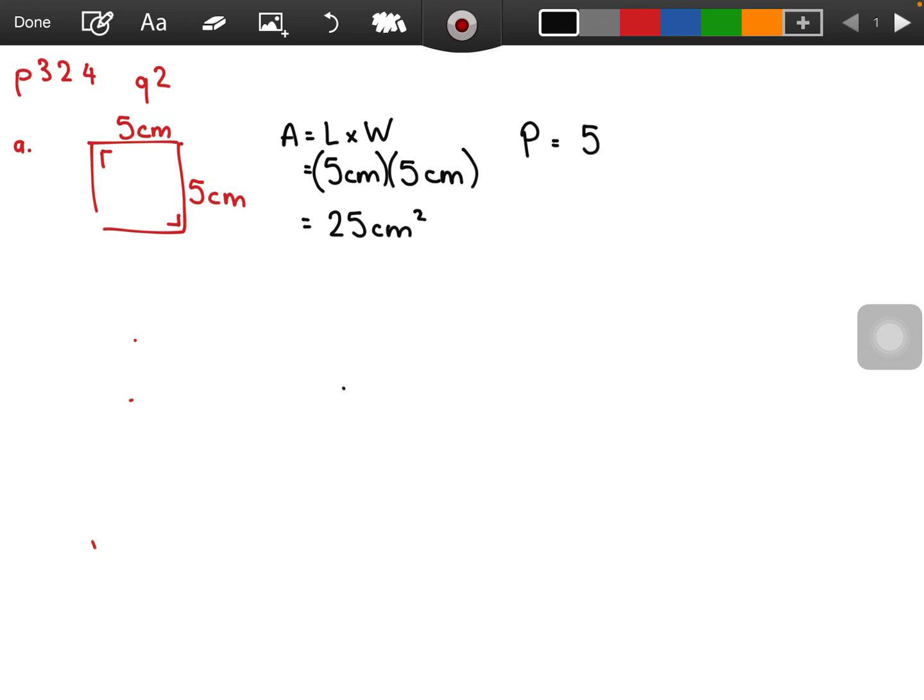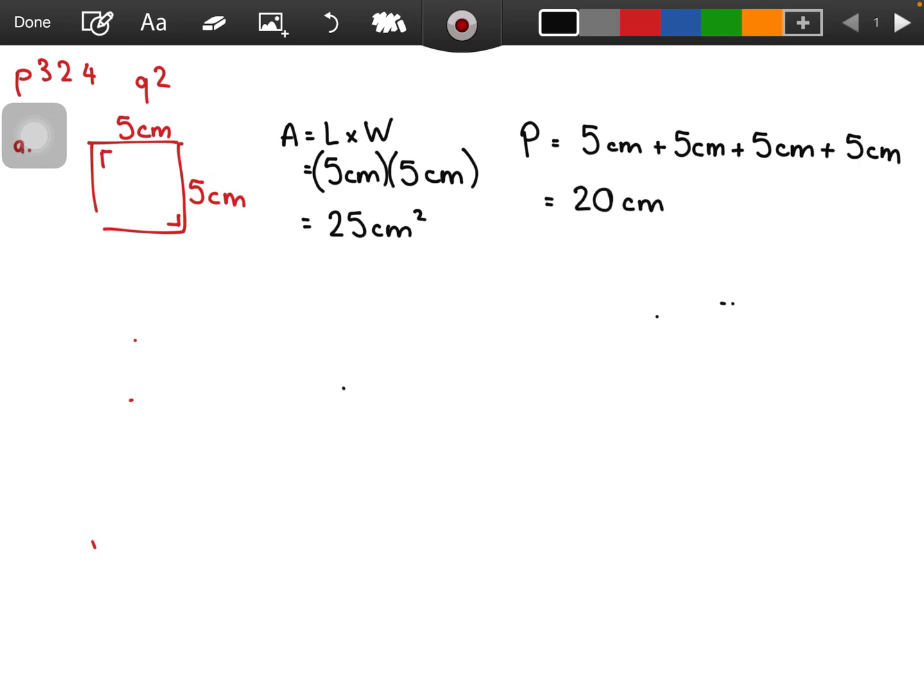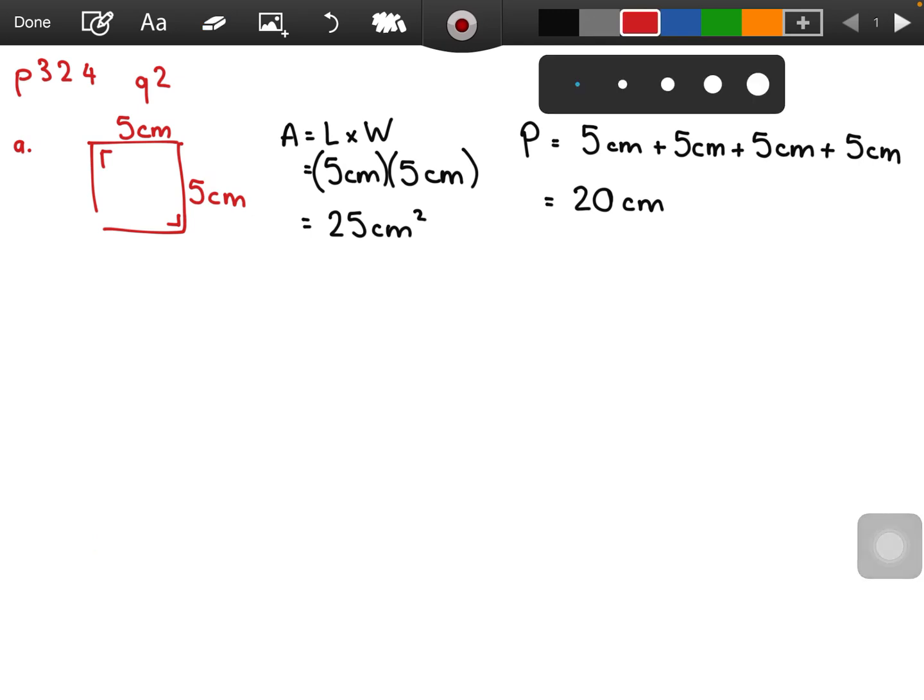Okay, and then the perimeter is we have to measure how much distance would we have to walk if we were walking around the outside of this shape. So our square has 4 sides, so we have to walk this 5 centimeters 4 times. So we can just add 5 centimeters together 4 times, or we can recognize that when we add the same number together 4 times, it's the same as multiplying it by 4. So my total distance I have to walk around this square is 20 centimeters.